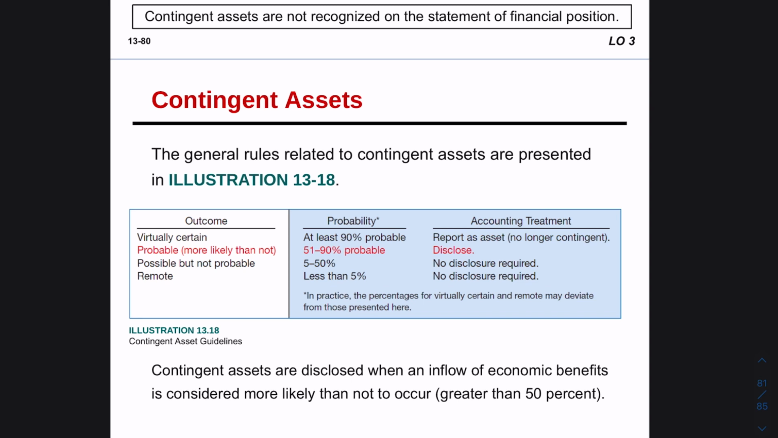And also we have probable, which is more likely than not, from 51 till 90. Probable will be disclosed only in the notes. And then possible but not probable, which is from 5 to 50 or even less than that, no disclosure is required. Okay. So contingent assets are disclosed when an inflow of economic benefits is considered more likely than not to occur, which is greater than 50%. This is the only way to disclose the contingent asset, if the probability is greater than 50%.